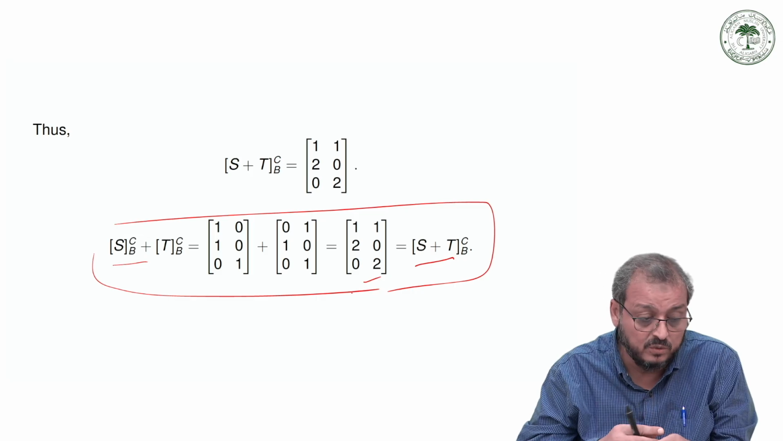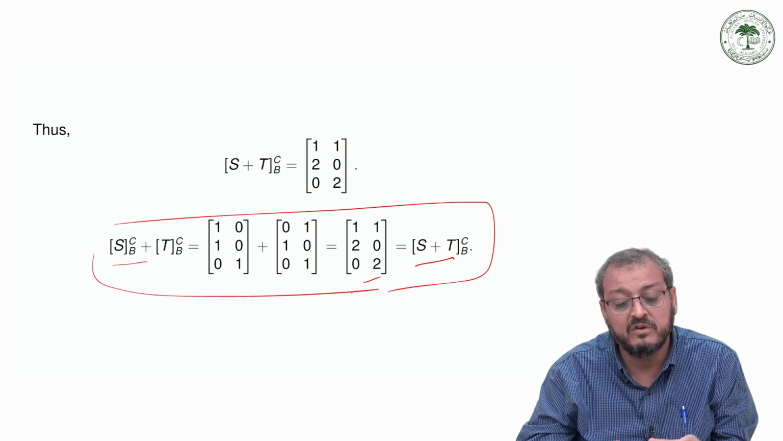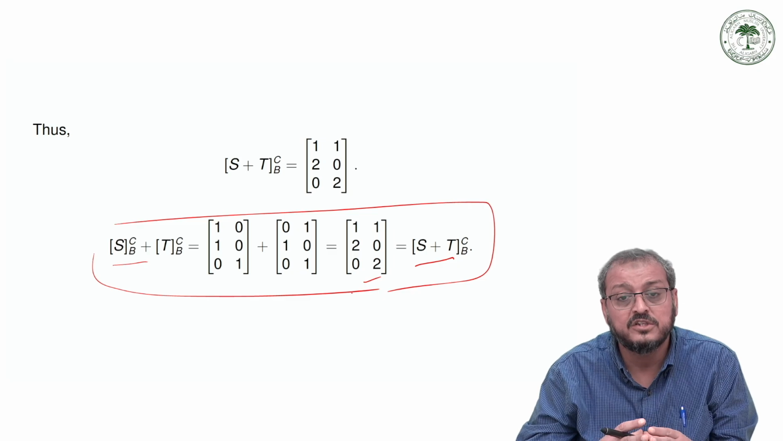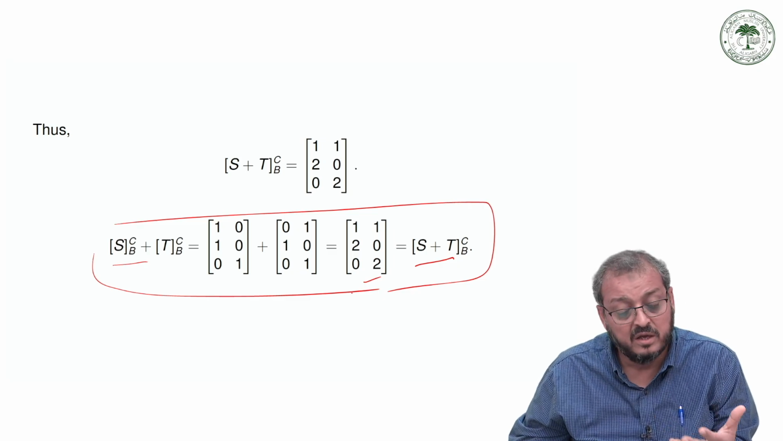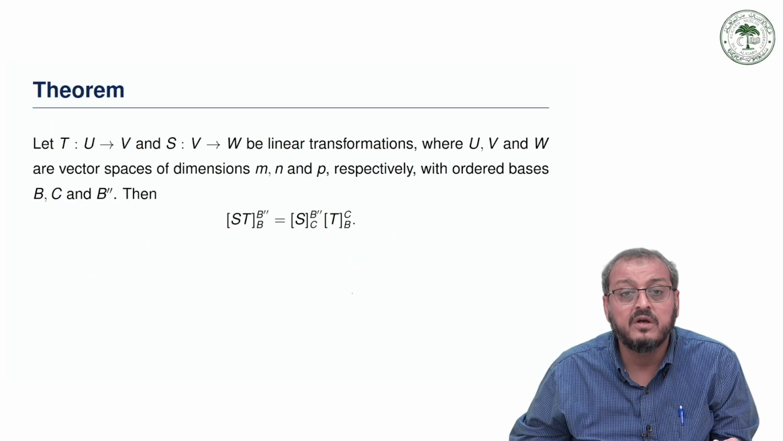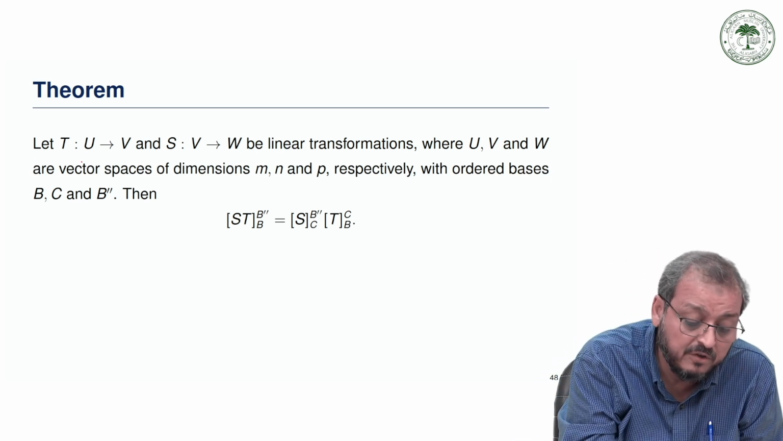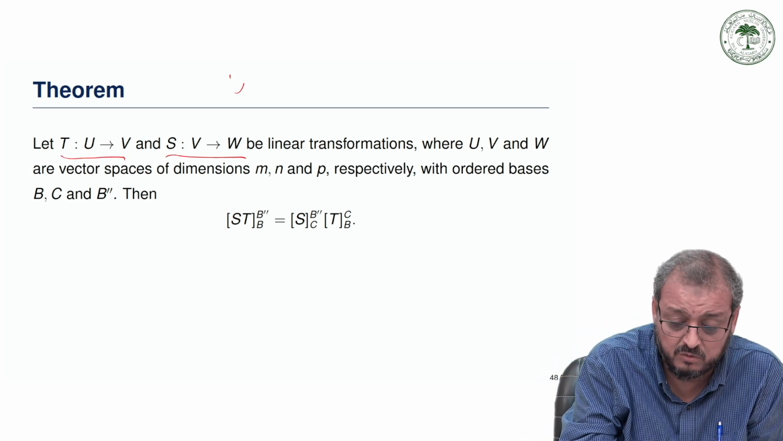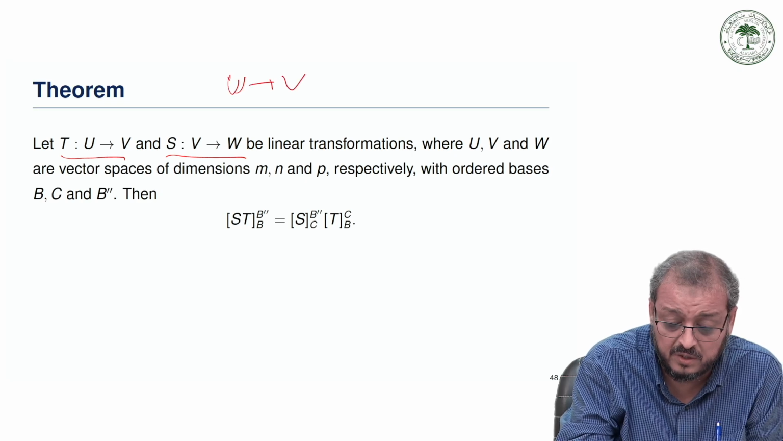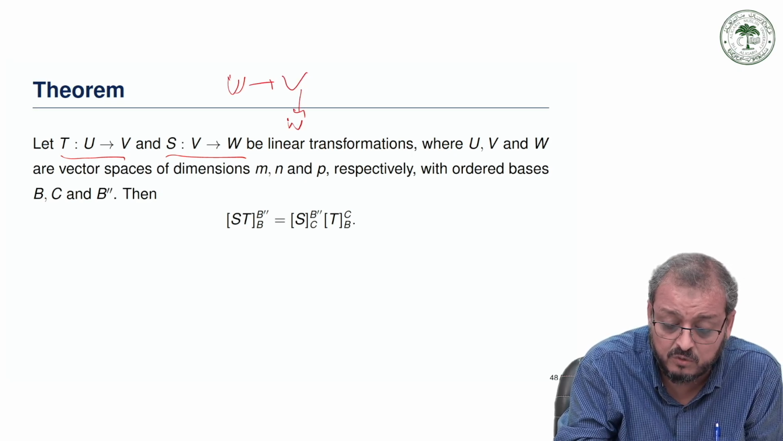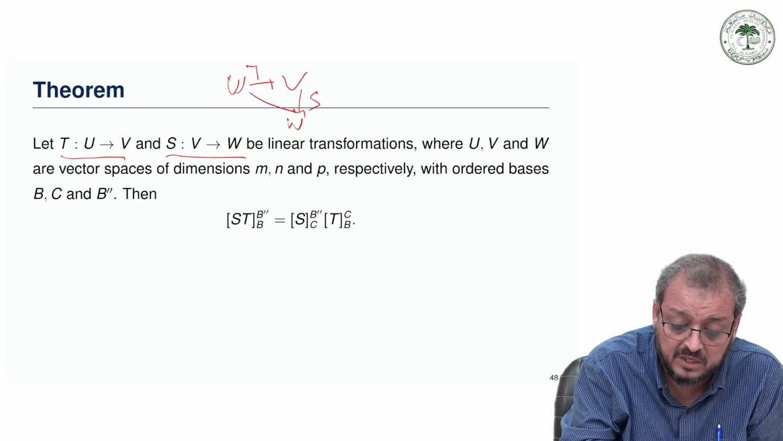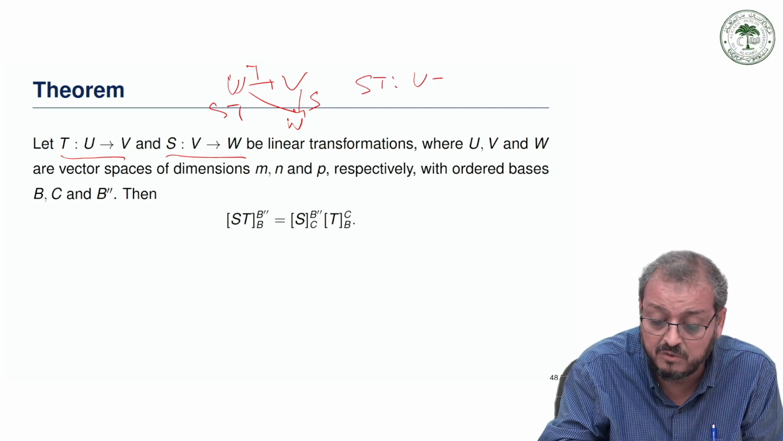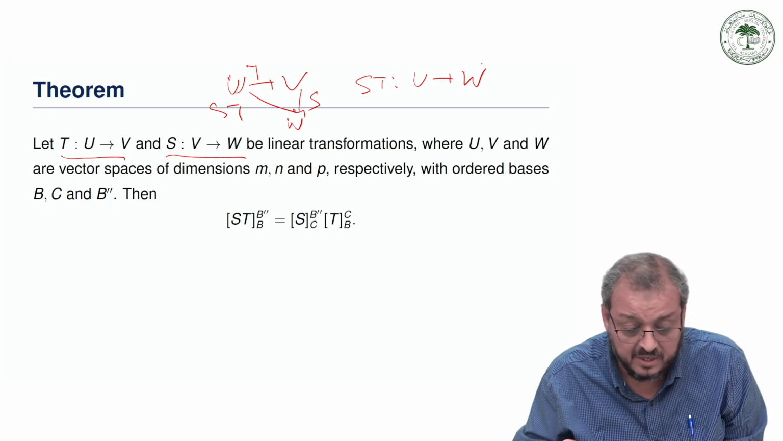Now I will try one more result, for the composition of linear maps. Let T from U to V and S from V to W be linear transformations. So T goes from U to V and S goes from V to W. Then ST is clearly a map from U to W.